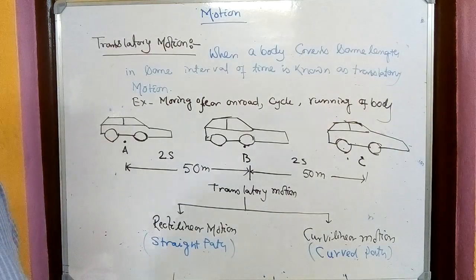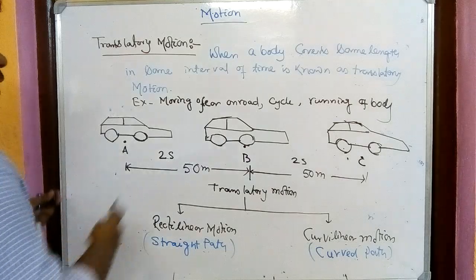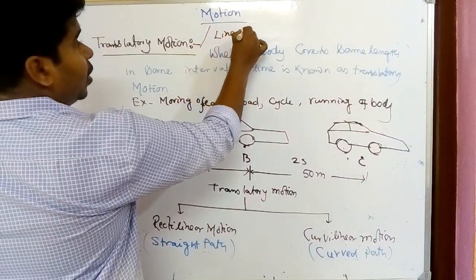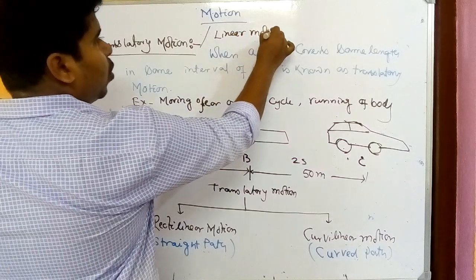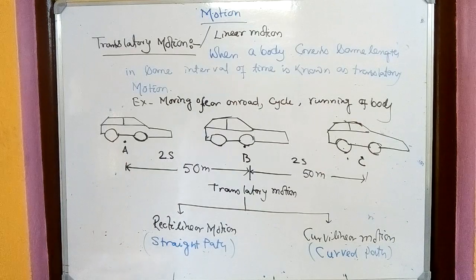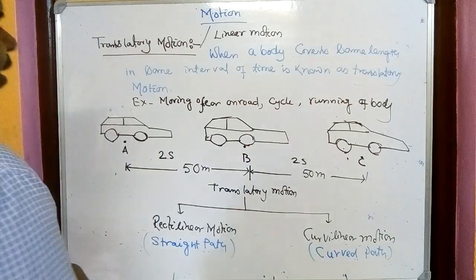Okay, in some books it is mentioned as linear motion. So what is translatory motion? That is linear motion. What is translatory? That one is only linear motion. So the first type of motion is clear to you.